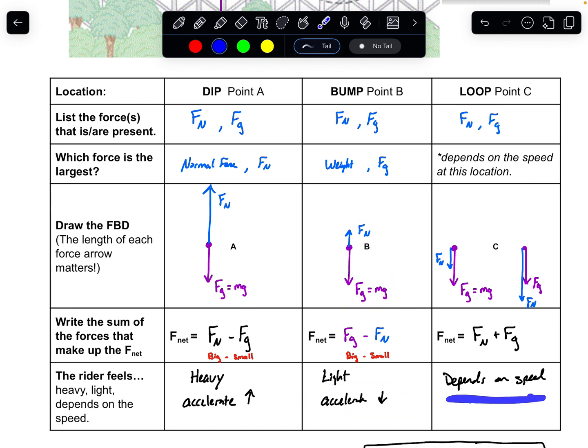And this last one, it really does depend on the speed. We may feel lighter when our normal force is smaller, or we may feel heavier if we're going really fast through that loop-to-loop, and the normal force increases to be bigger than the weight. All right, so that's how we're going to analyze our situations.